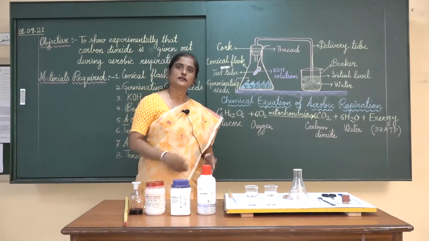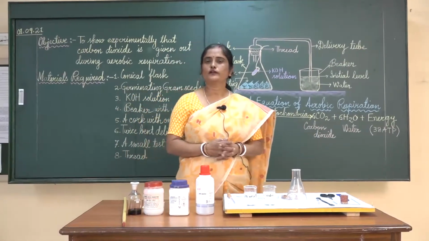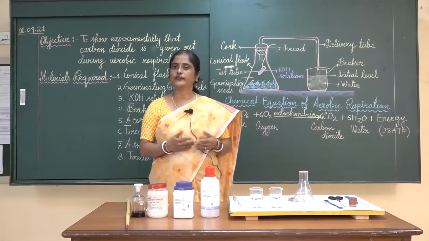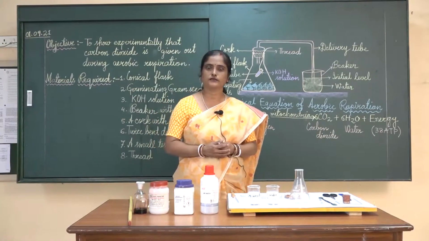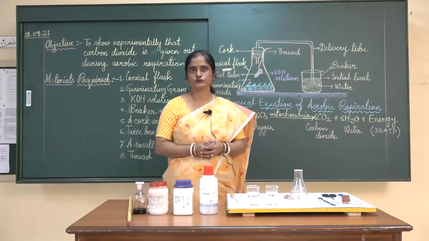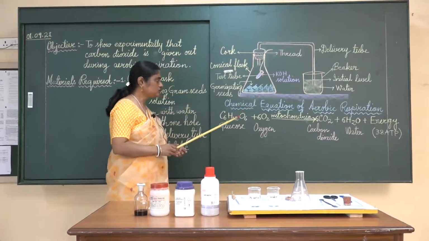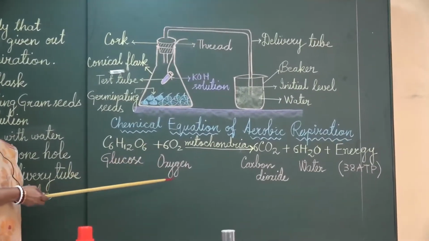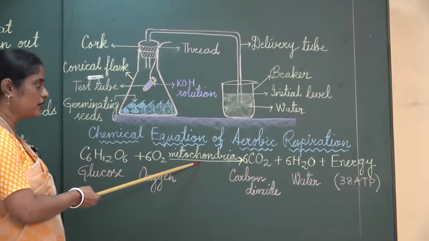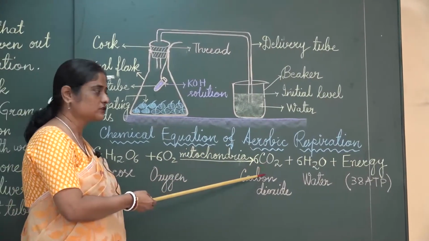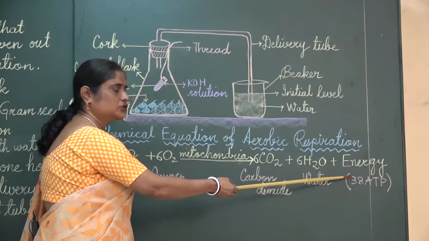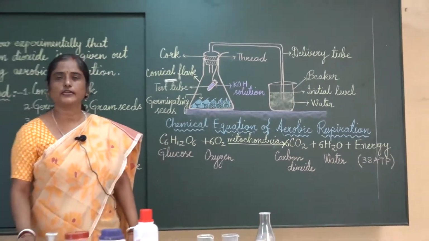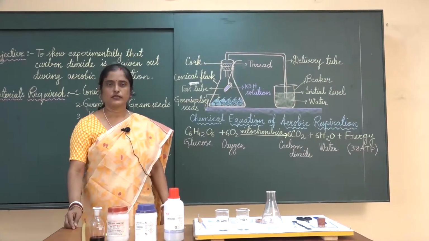Respiration is a catabolic process where a carbohydrate such as glucose is converted into energy and carbon dioxide with the release of water also. If you look at this chemical equation, C6H12O6, this is glucose, it combines with oxygen in the mitochondria, it is converted into carbon dioxide, water and energy. Here your energy is huge, this is 38 ATP molecules.